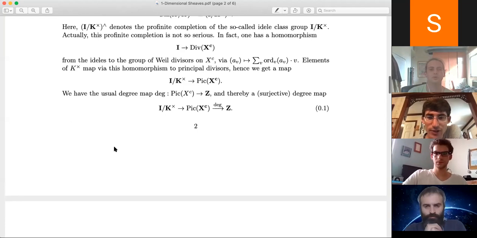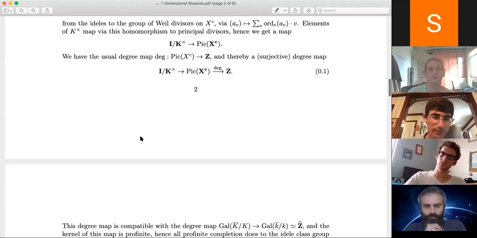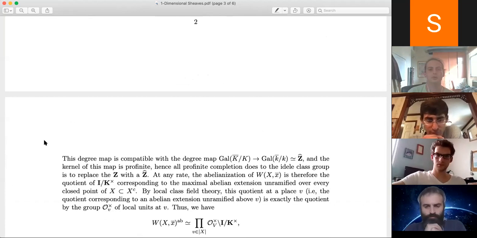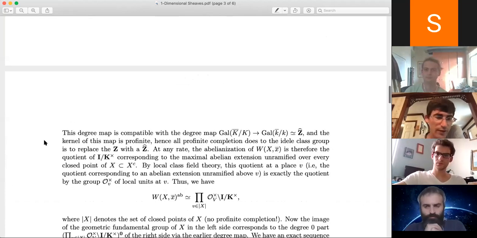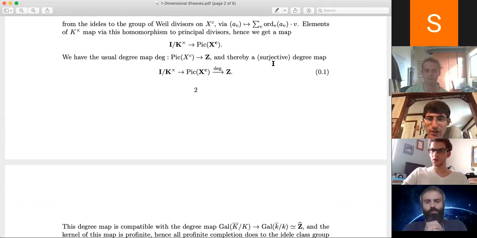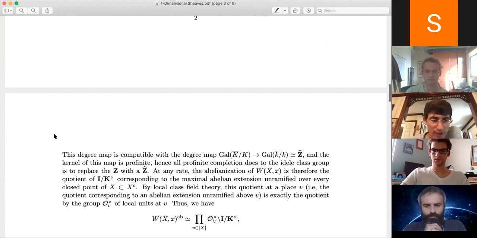Actually, I shouldn't have said that this is surjective. I'm not sure it generally is surjective. Maybe it is. At any rate, whatever.